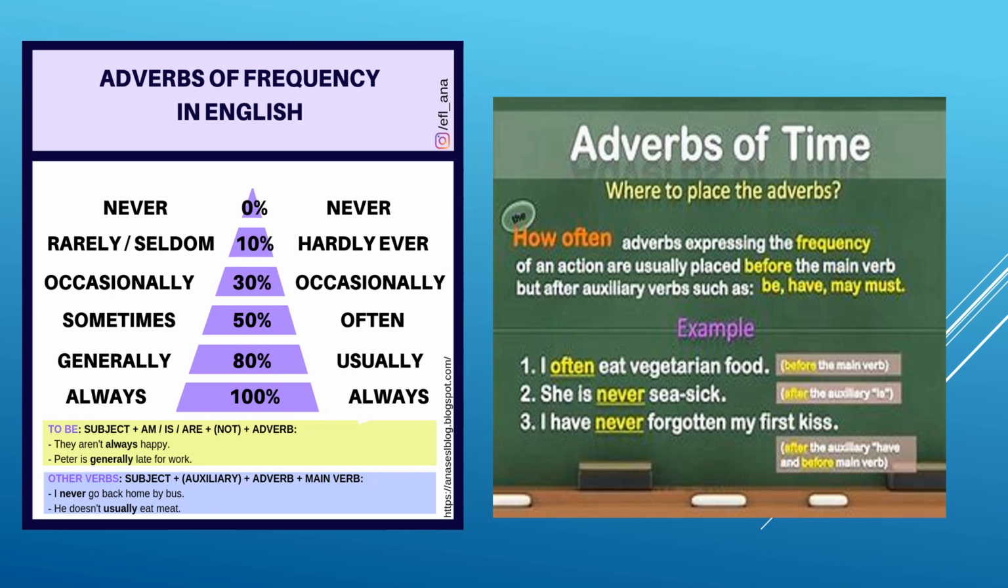Adverbs of frequency, which tell how often, express the frequency of an action and are usually placed before the main verb, but after auxiliary verbs such as be, have, may, must. It can be: I often eat vegetarian food. This is before the main verb. She is never sick. This is after. I have never forgotten my first kiss. Now this is before the main verb.